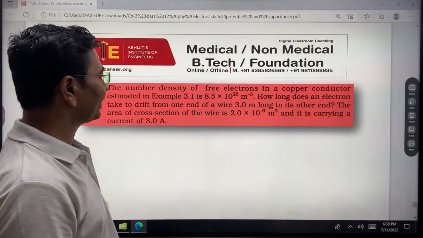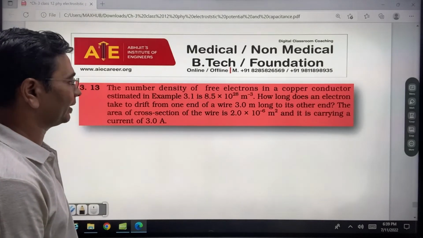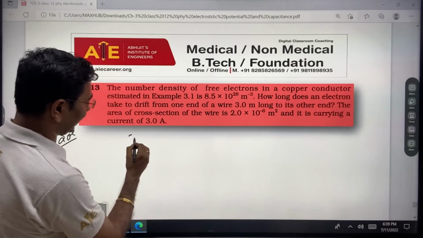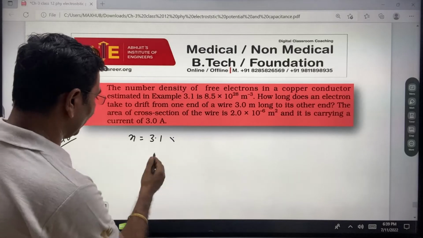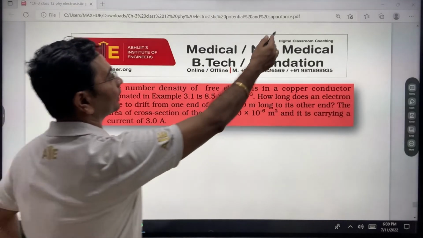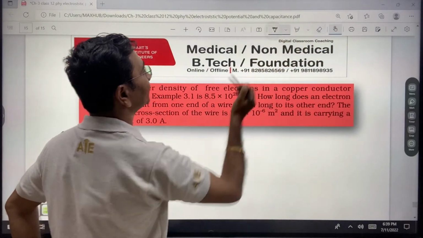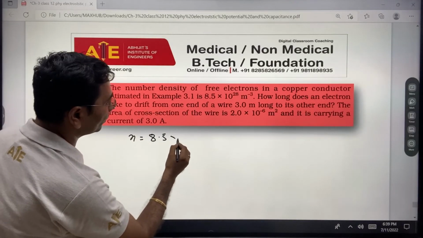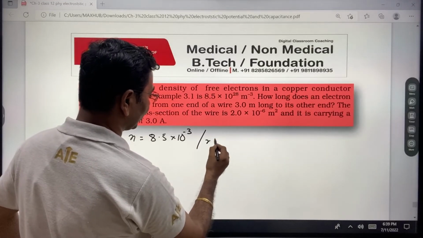The number density of a free electron in a copper conductor estimated in example 3.1 is equal. Okay, so number density, that means it is n. So that is, it is n. So n is given as 3.1. 3.1 is the exercise number, sorry. So what we do is घटा थोड़ा सा मिटाते हैं इसको. So this is given to you now. So example n 8.5 into 10 to the power minus 3 per meter cube.